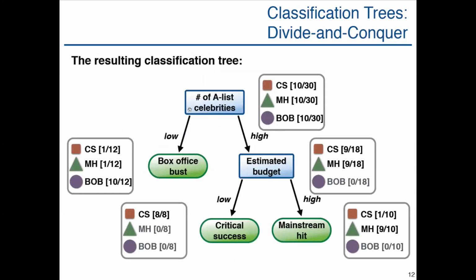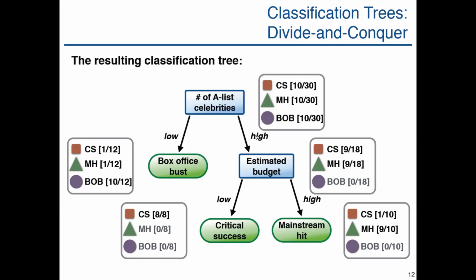So that's what is shown in this case: you first split on the number of A-list celebrities, which were low or high. In the low case you have a clear winner here: 10 out of 12 rows are box office bursts. So you predict it to be a box office burst.